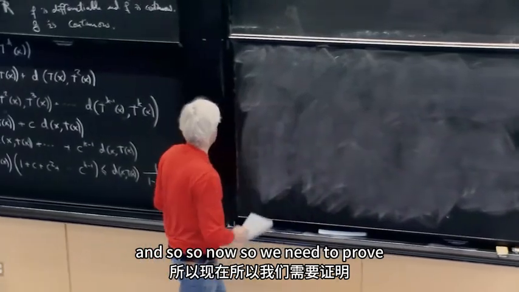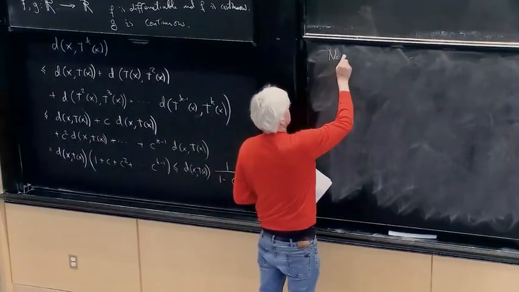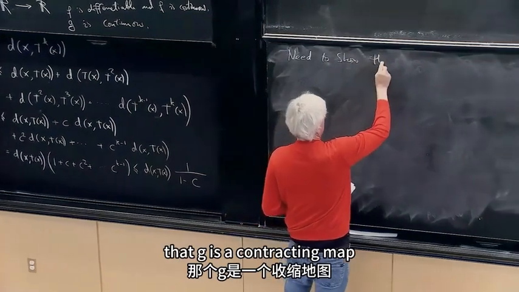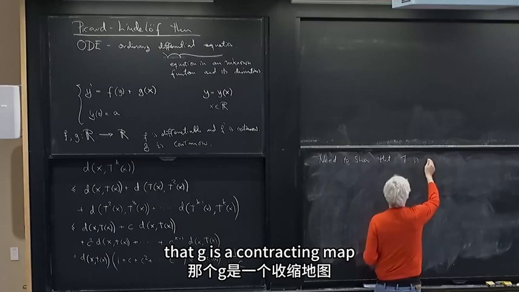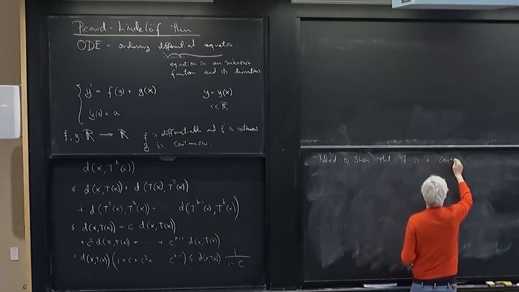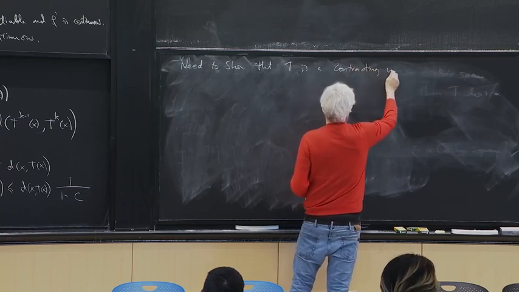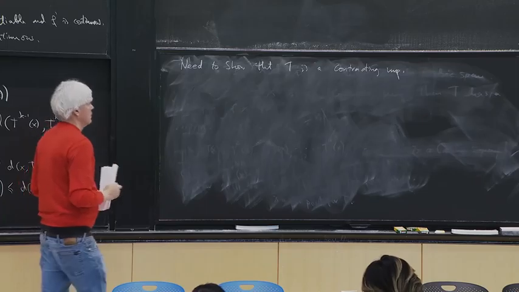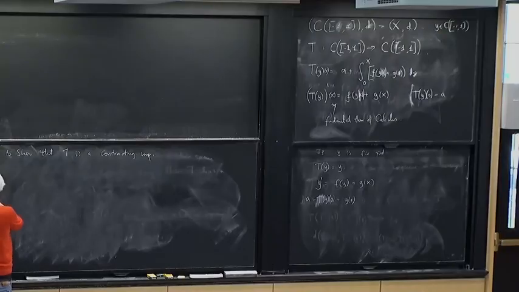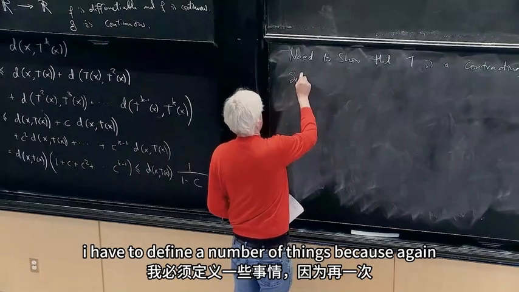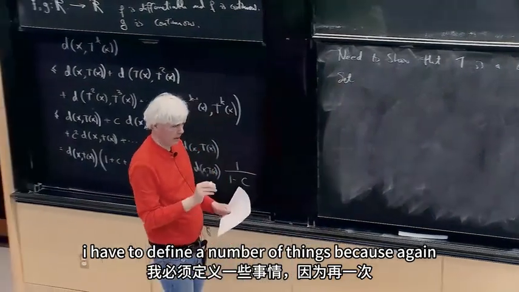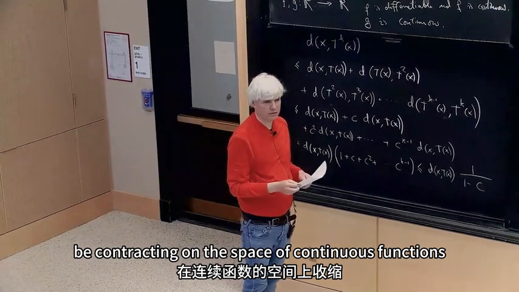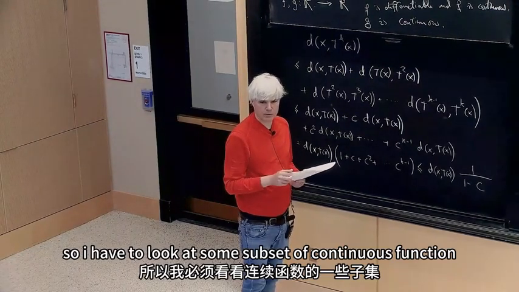And so we need to show that T is a contracting map. So I have to define a number of things, because again, T is not going to be contracting on the space of continuous functions. So I have to look at some subset of continuous functions.